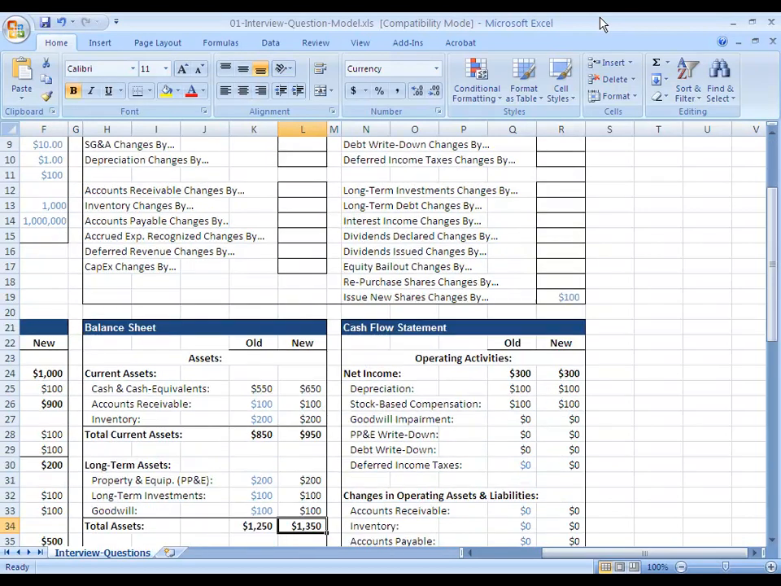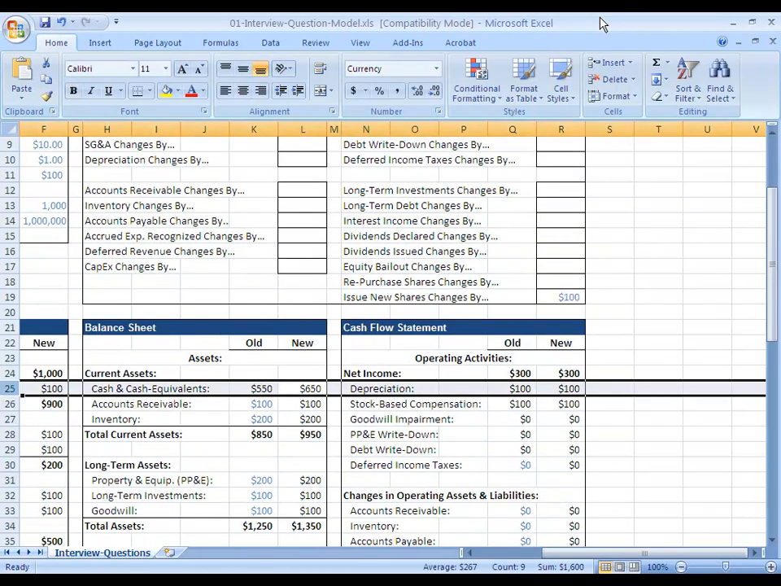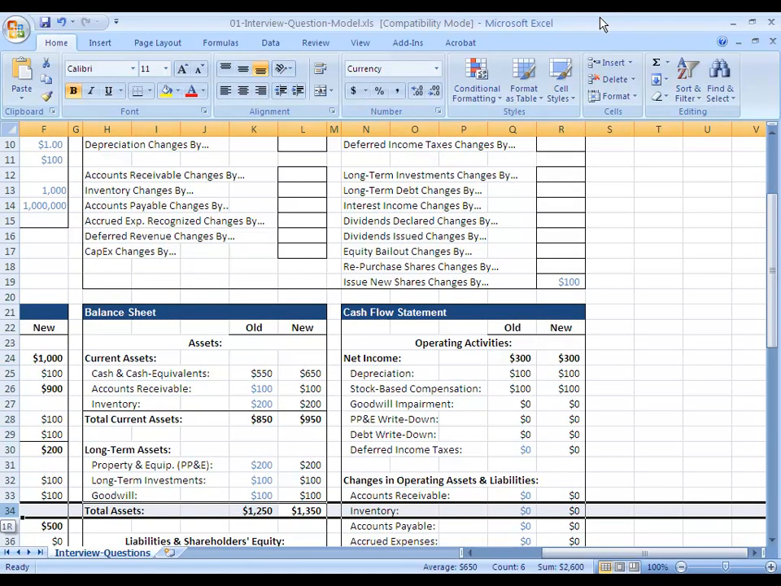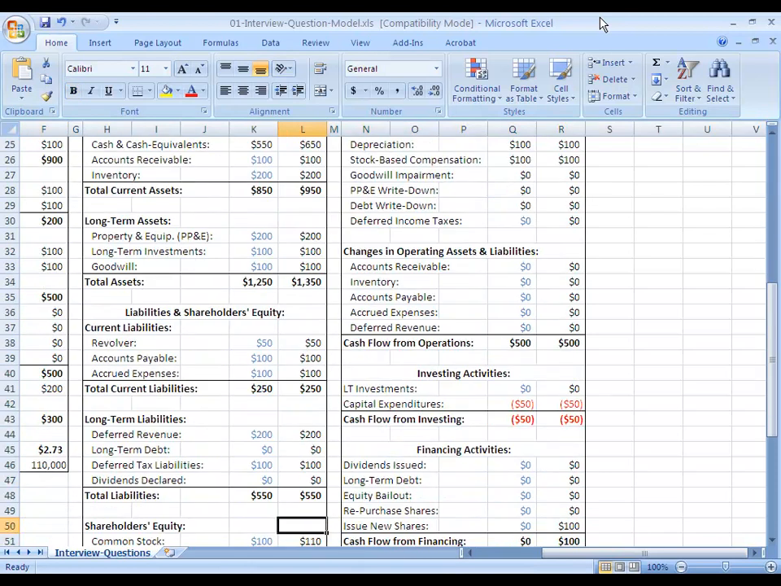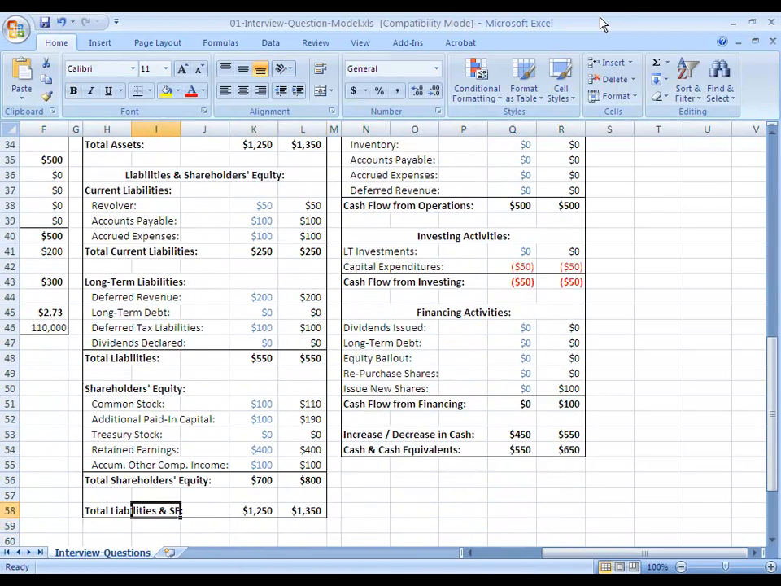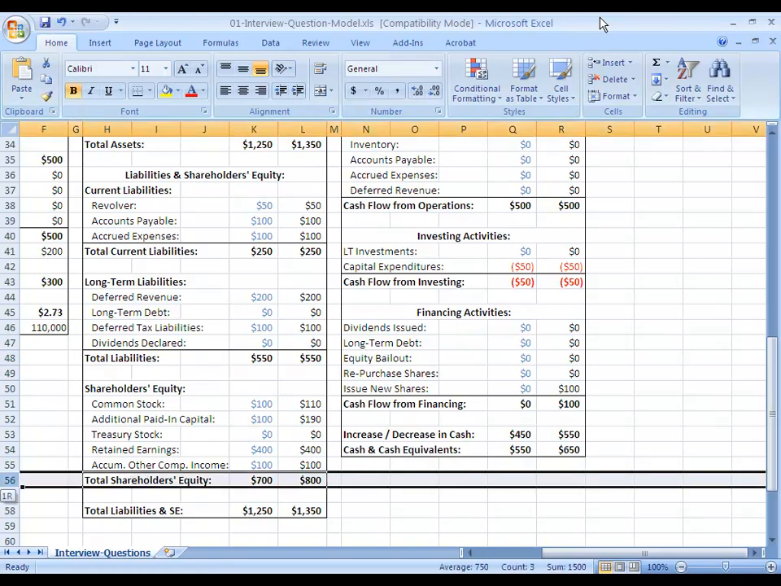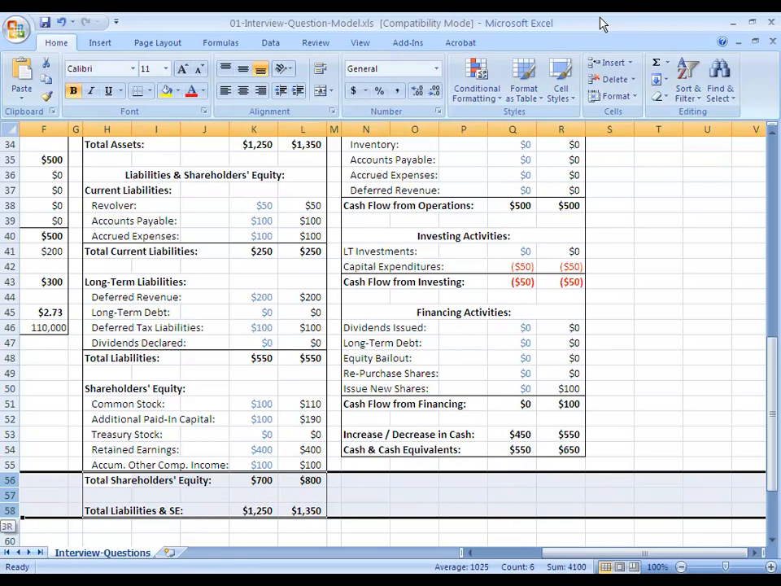On the balance sheet, cash goes up by 100. No other changes, so total assets here are up by 100. On the other side, no changes to liabilities. Shareholders' equity here goes up by 100 to reflect the fact that 100 million worth of new shares have been issued. And then our balance sheet balances because assets equals total liabilities plus shareholders' equity. Both sides have gone up by 100.